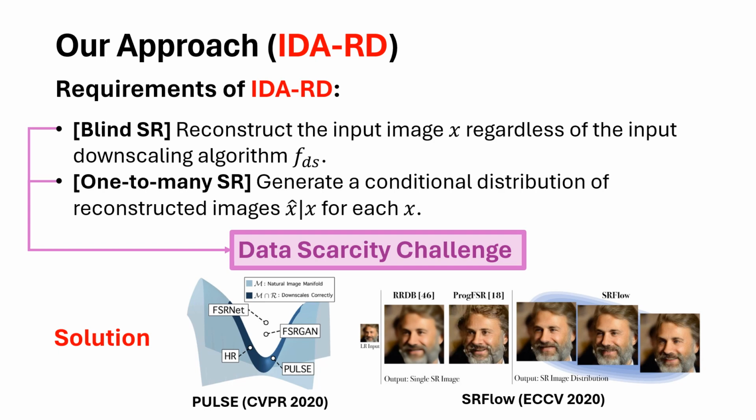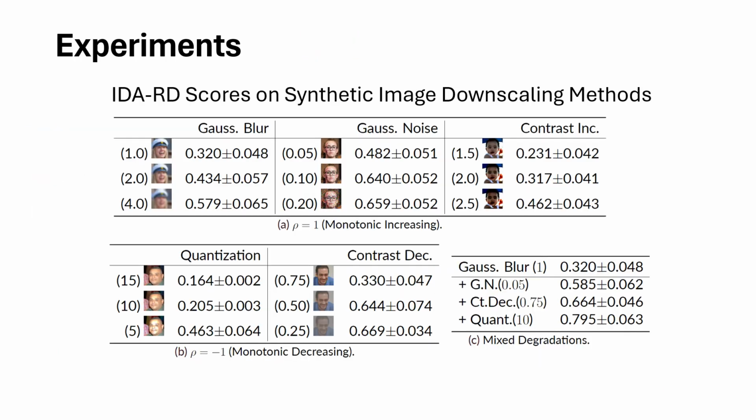Our key insight is that such a challenge can be overcome by the recent successes in deep generative modeling. And in this work, we show that FUS can be implemented using existing image superresolution methods like Pulse, SRflow, and others. We demonstrate the effectiveness of our IDARD measure with extensive experiments on both synthetic and real-world image downscaling algorithms.